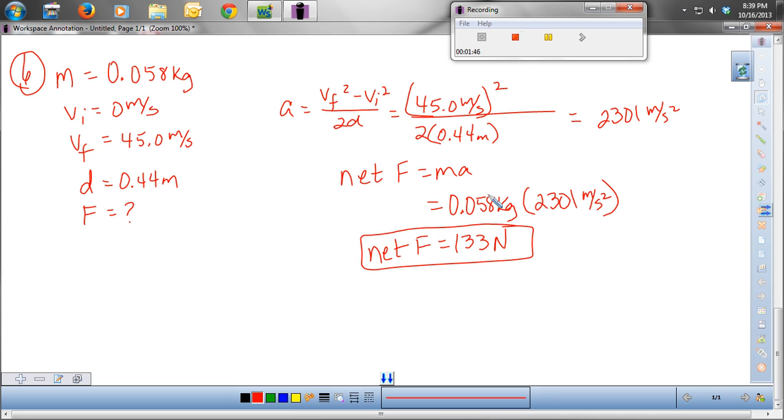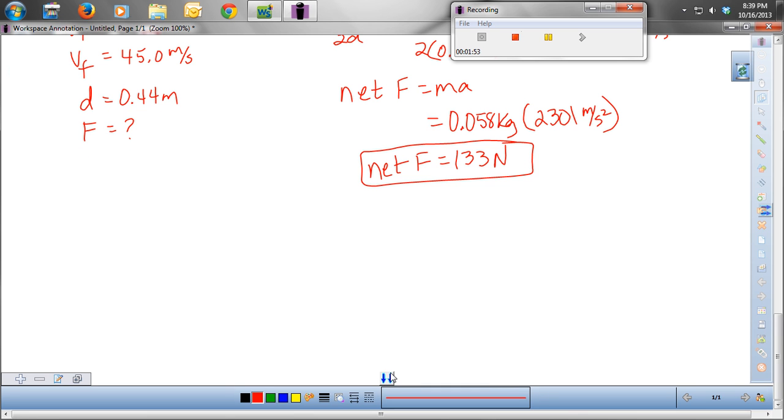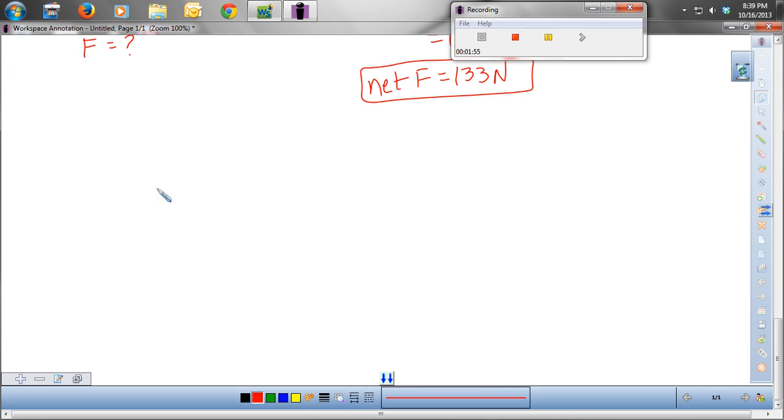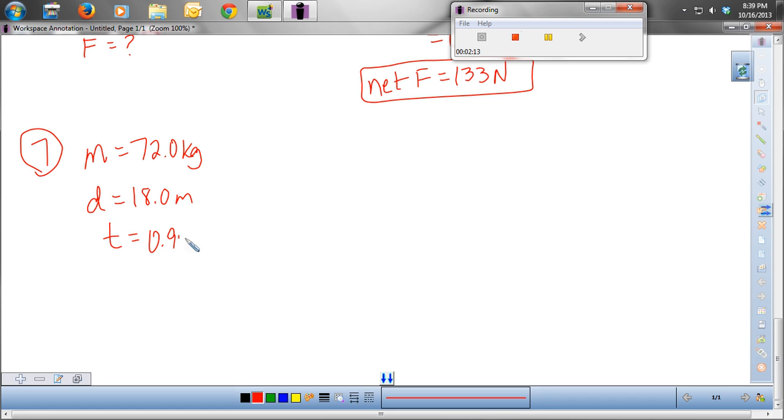Okay, number 7 talks about during a circus performance, a 72 kilogram human cannonball. So let's write that down. So the mass is 72.0 kilograms. And it's coming out of a cannon 18 meters long. And the time in the barrel of the cannon is 0.95 seconds.